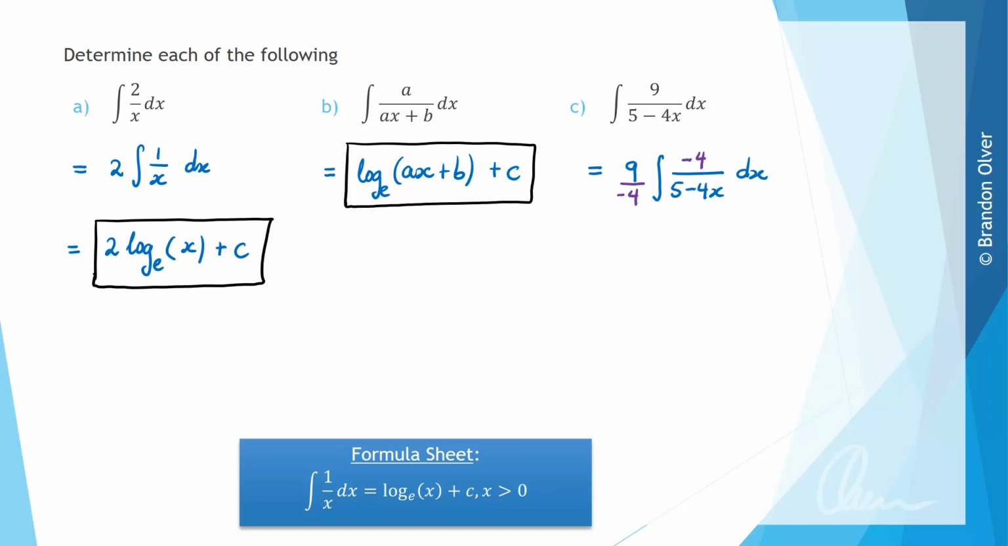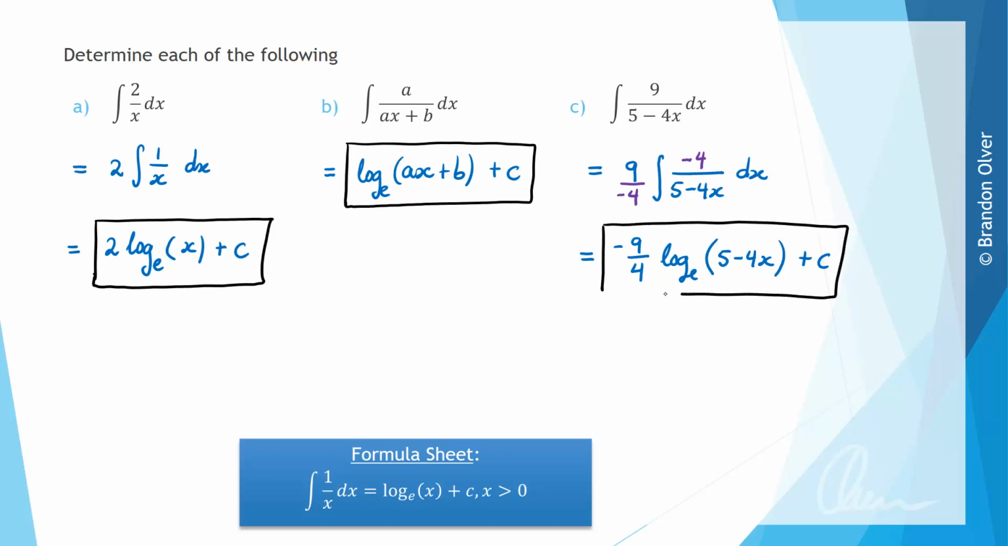So that means overall we haven't changed what this function is, but we have managed to make it look like the derivative of the bottom line is on the top, which we know becomes a log when we anti-differentiate. So that means this will equal -9 divided by 4 times log e of the denominator, which is 5 subtract 4x, and then we have plus c, which is that constant of integration. So that is the answer to part C of this question.